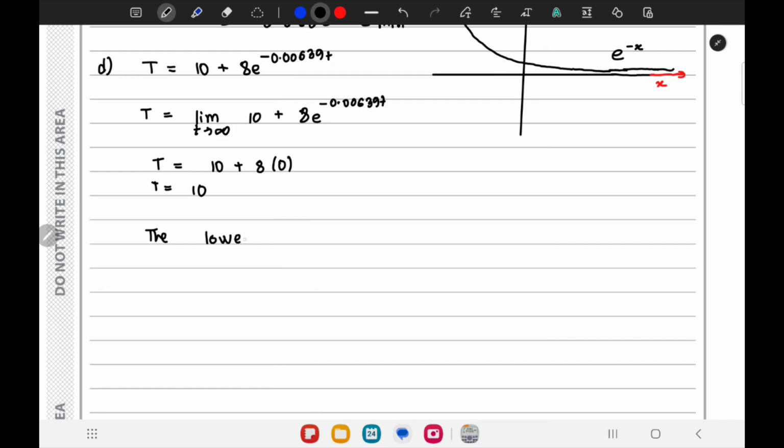So the lowest temperature is 10 degrees Celsius. So the air cannot become 5 degrees.